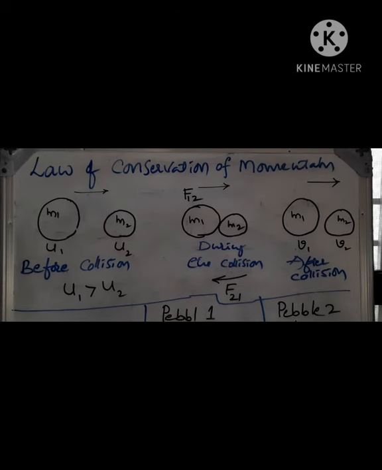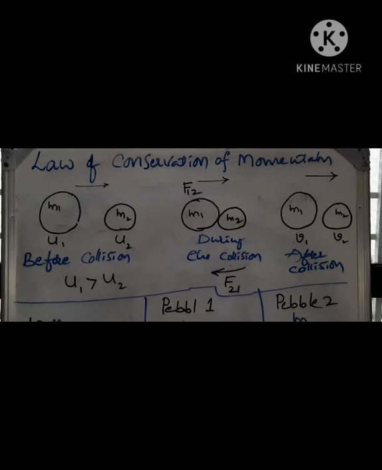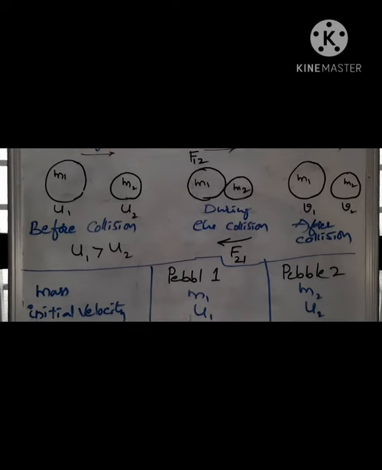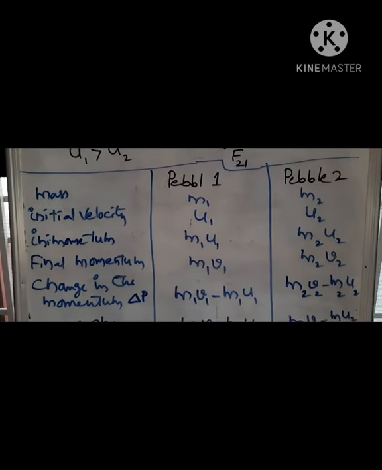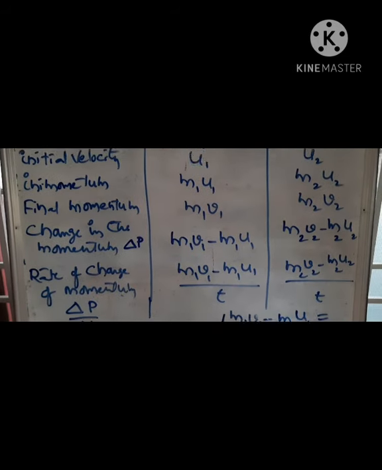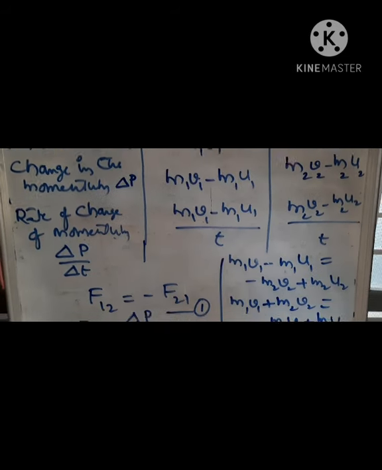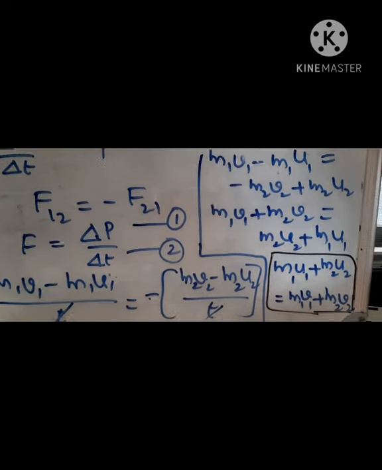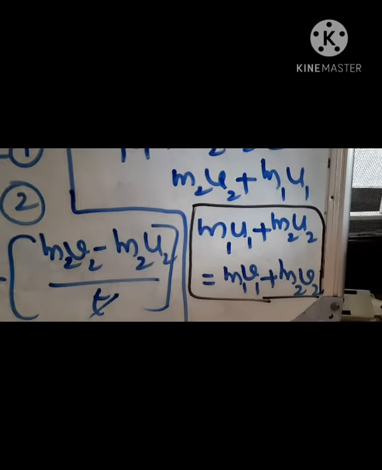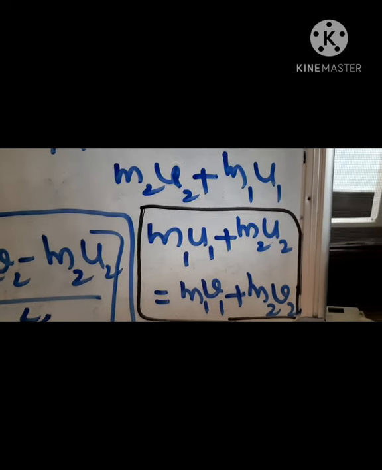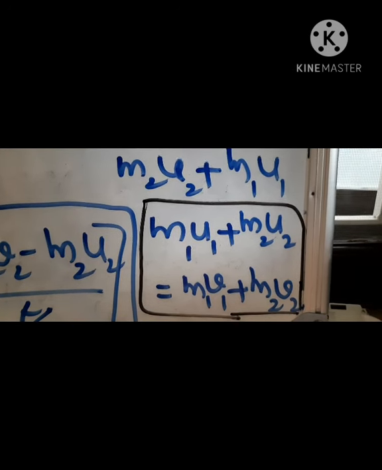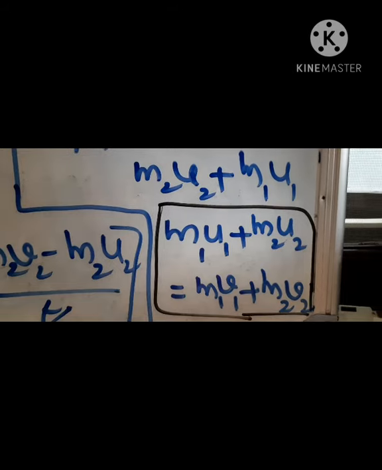Okay children, we have completed the lesson. Let us see what we have learned so far. If the board is not visible, here we can note down the points. This is the final formula that we have derived. m1 u1 plus m2 u2 is equal to m1 v1 plus m2 v2.